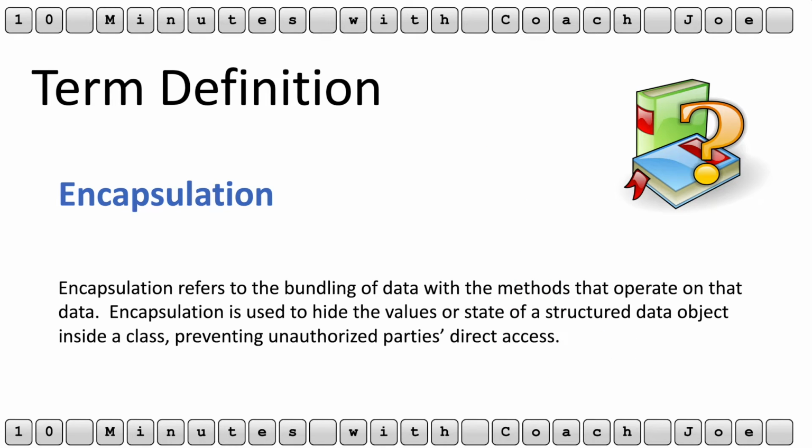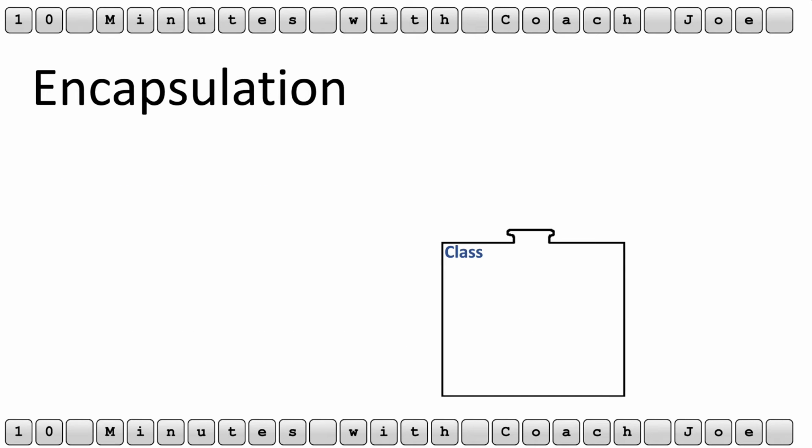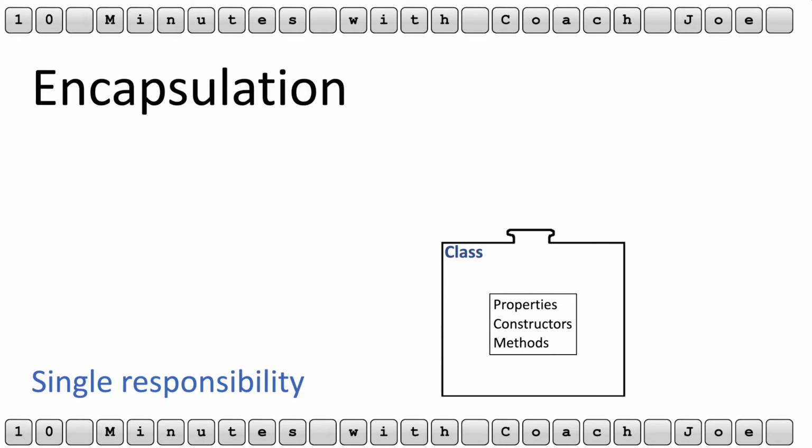Let's start with an example that covers an overview of encapsulation. Let's say this puzzle piece is a class. If you're creating a class, you're doing encapsulation. Inside the class could be constructors, properties, and methods. The properties are the data fields and object state. The constructor and methods are the behavior. The contents of this class is a single unit with a single responsibility.